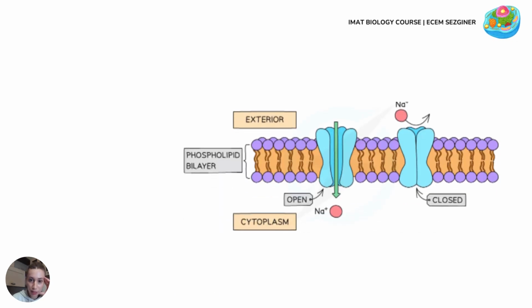Here you see an example of channel protein structure. And as we just said, we can transfer sodium or chloride in. Here you see the movement of the sodium. So when it's open, the sodium can move freely, but when it's closed, it's not going to.